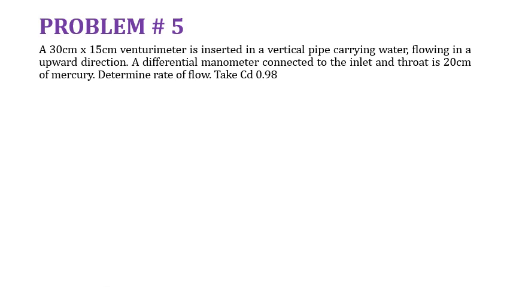So problem number 5, a 30 centimeter into 15 centimeter venturimeter is inserted in a vertical pipe carrying water flowing in an upward direction. So this is a vertical venturimeter with inlet diameter 30 centimeter and throat diameter 15 centimeter. A differential manometer is connected to the inlet and throat at 20 centimeter of mercury. So differential manometer reading is 20 centimeter of mercury. You have to determine the flow rate. So if you notice, the previous data was same as over here, with the only difference that it is now a vertical venturimeter.